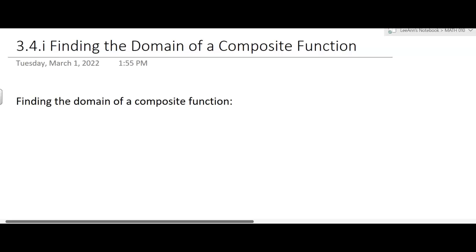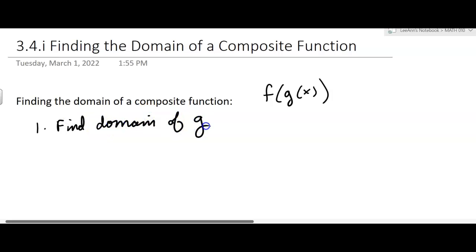Okay, so we're going to talk a little bit more about finding the domain of a composite function. So let's say we have the composite function f of g of x. So step 1, find the domain of g. If there are x values that you can't put in for g, that's step 1. You're just going to restrict it right there.